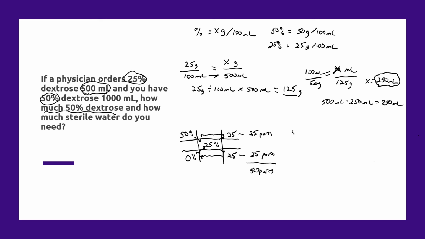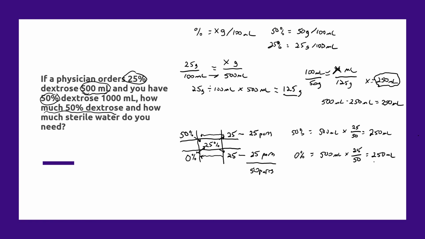So for our 50% solution, we would solve this by saying we know we need 500 milliliters, and we can multiply that by how many parts of the 50% we're supposed to have divided by the total number of parts. So 500 times 25 over 50 would be 250 milliliters. And for our 0%, which is also known as sterile water in this example, we would do the same. 500 milliliters times 25 parts of that out of 50 total parts equals 250 milliliters. So both methods take us to the same answer.